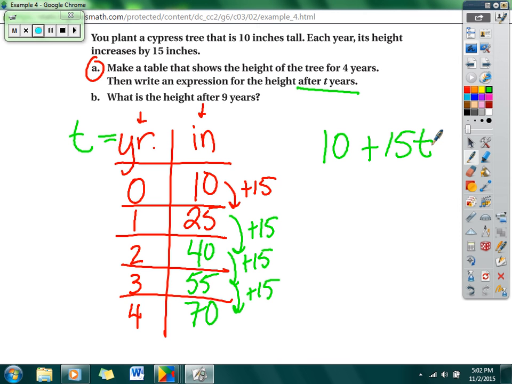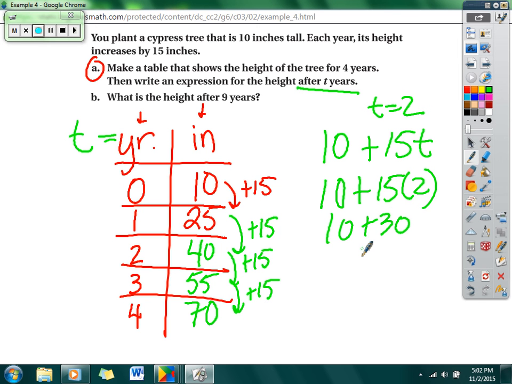One way we can check this is by saying let's say 2 years, I can substitute t equals 2, meaning 2 years. 10 plus 15 times 2 is going to be 10 plus 30, which is going to be 40. And that is exactly in the table what we have for 2 years. Okay? So we know that our expression is true. That is one way to check what you already know, logic, and check it with your expression.